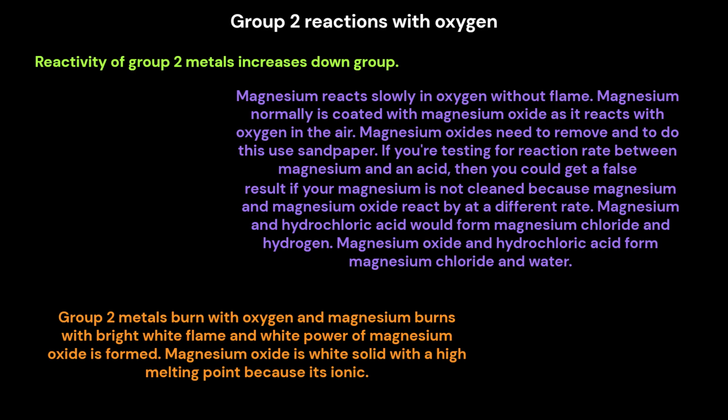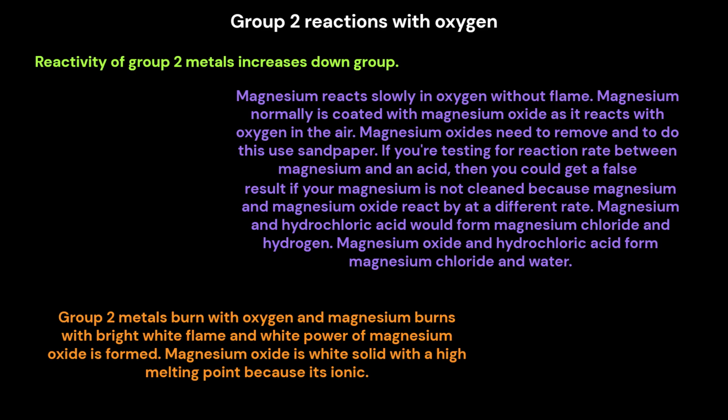Group 2 reactions with oxygen. Reactivity of group 2 metals increases down the group. Magnesium reacts slowly in oxygen without a flame. Magnesium is normally coated with magnesium oxide as it reacts with oxygen in the air. The magnesium oxide needs to be removed, and to do this you use sandpaper.